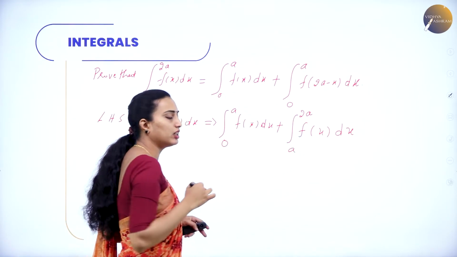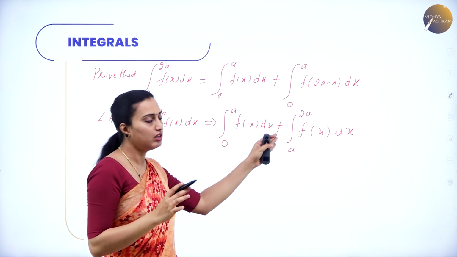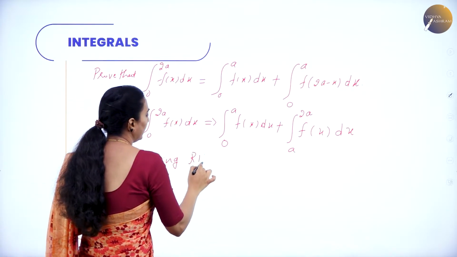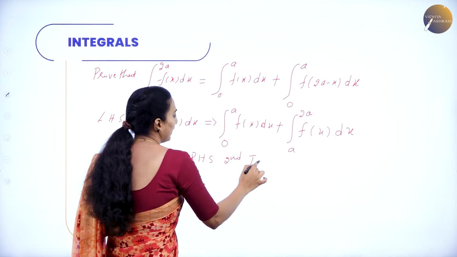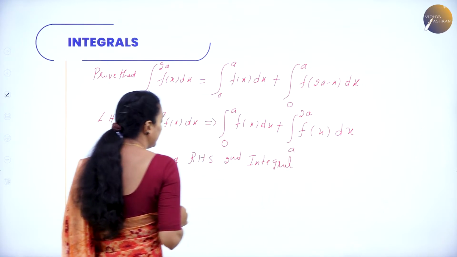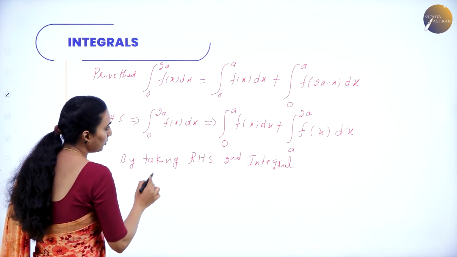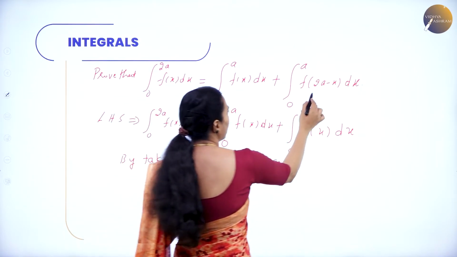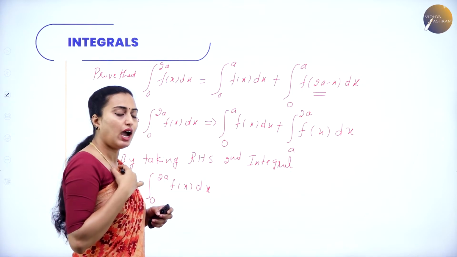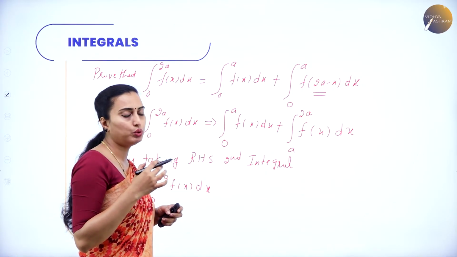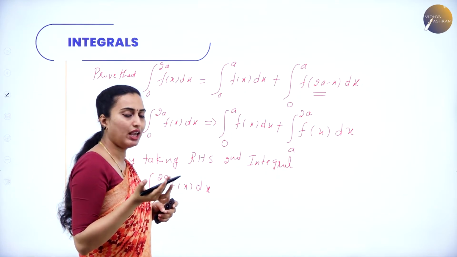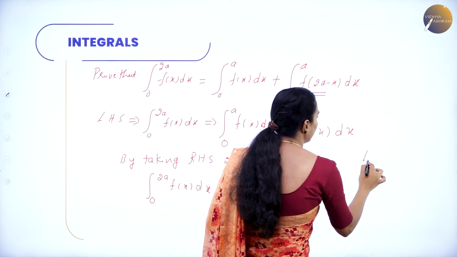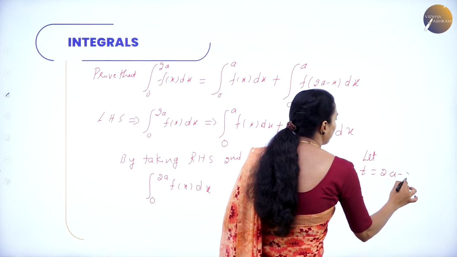Now I am going to take the right hand side, the second integral. You have integral 0 to 2a f of x dx. But what they are asking in the right hand side proof is f of 2a minus x. So here I am going to substitute: let t is equal to 2a minus x.